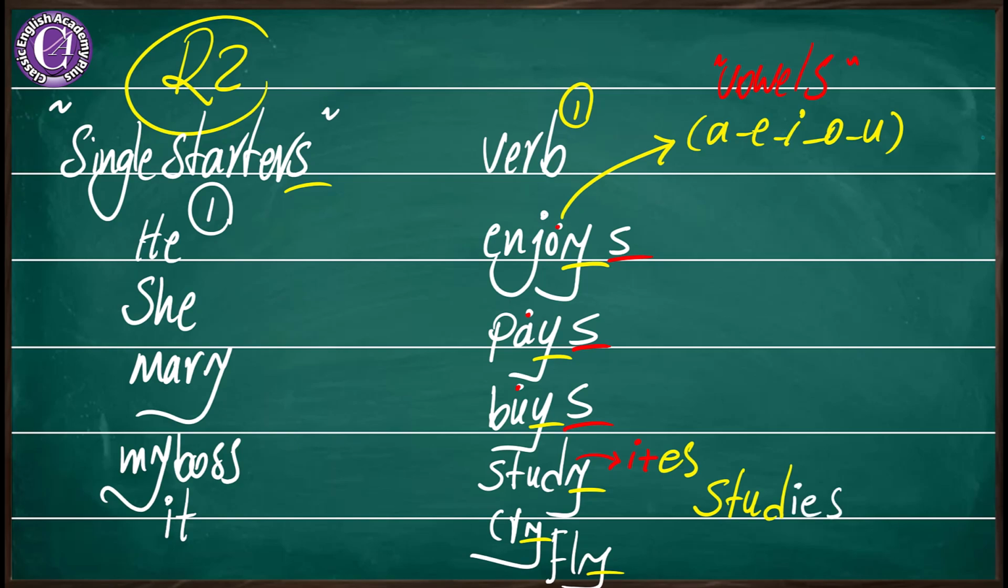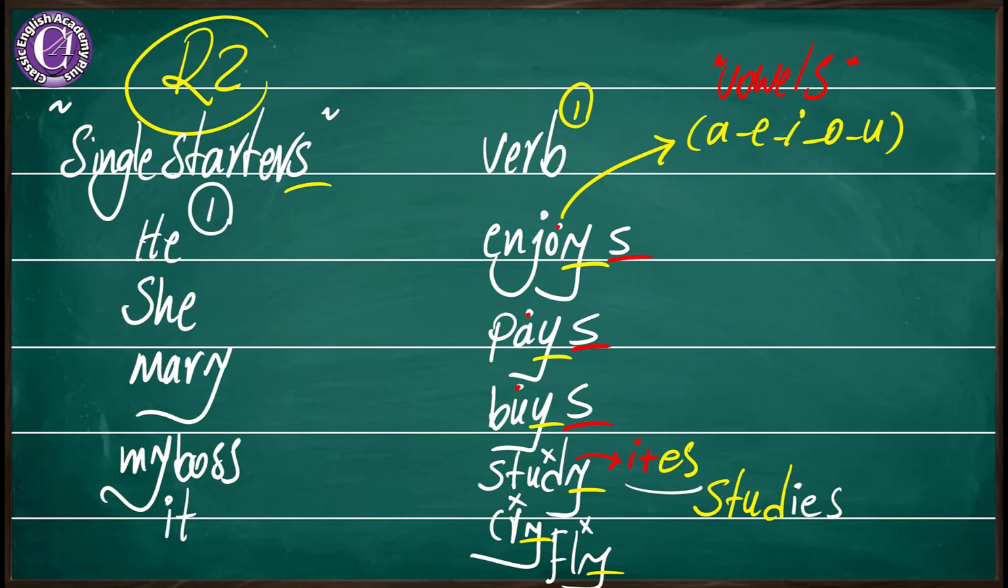So study, Y, and before the Y, we do not have any vowel, like cry, like fly. So all of them are going into I, and then we add ES to it. This is the second rule. Okay, this is very important.